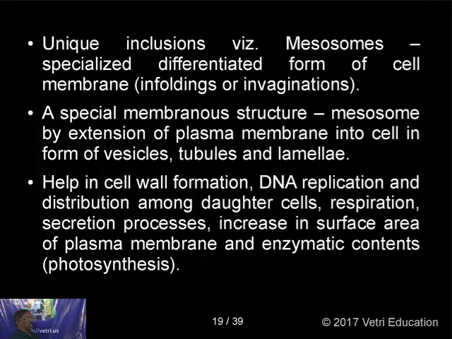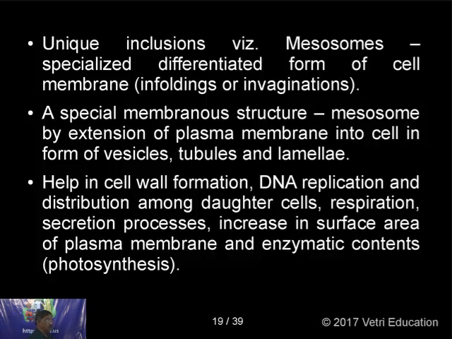Unique inclusions like mesosomes, I told you already, are infoldings of the plasma membrane, specialized and differentiated from the cell membrane. Those are the infoldings or invaginations. A mesosome is a special membrane structure formed by extension of the plasma membrane into the cell in the form of vesicles, tubules, and lamellae.